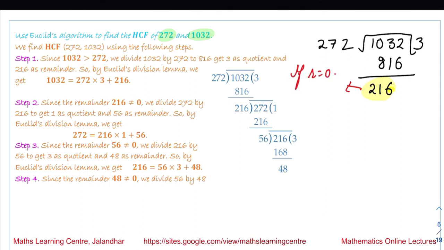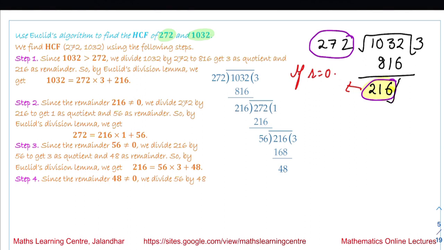If the remainder is equal to 0, then the process is complete. We stop and our answer will be 272. But over here we have some remainder, so in the next step we have to consider these two terms, 272 and 216.